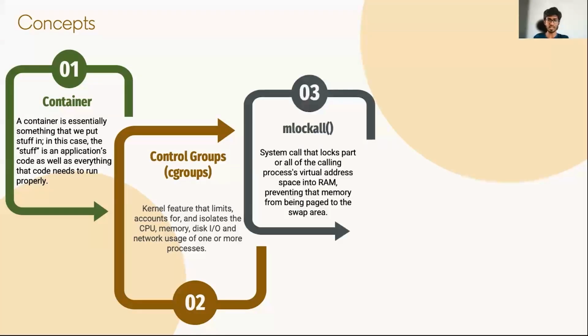Then we have the mlock call. This is a system call that locks part or all of the calling process's virtual address space into RAM, preventing that memory from being paged to the swap area. This helps us keep the entire searcher and all its indexes always in memory. Since the index is always in memory, a query can traverse through it pretty fast. Our latencies are kept in check this way.